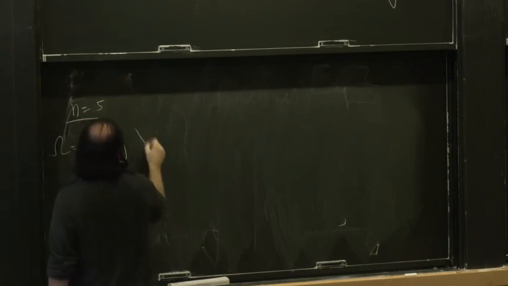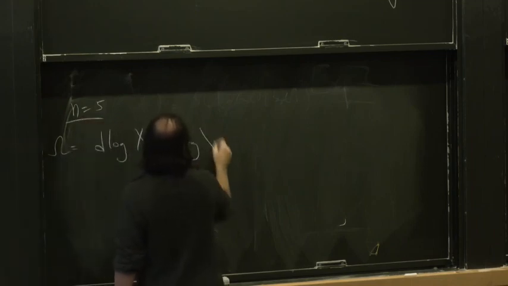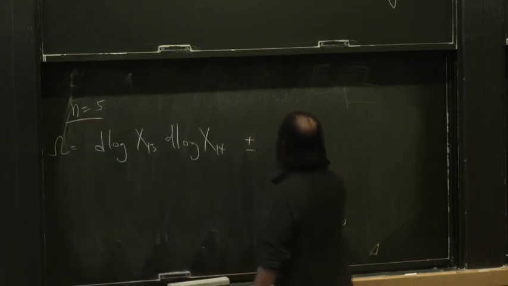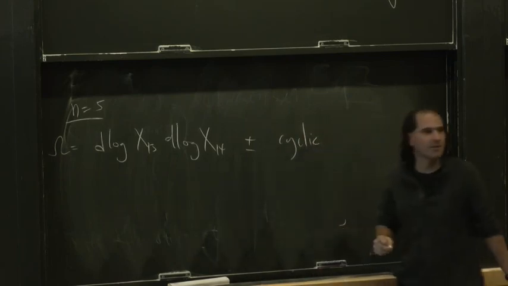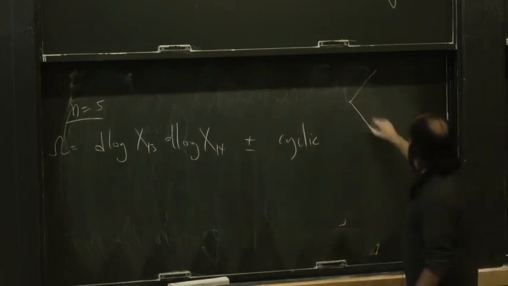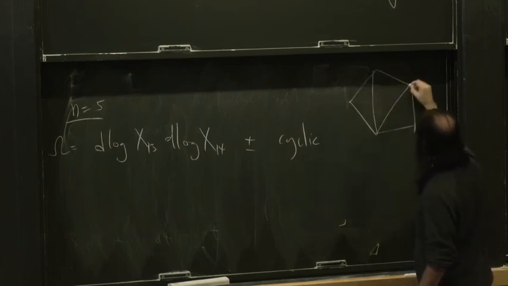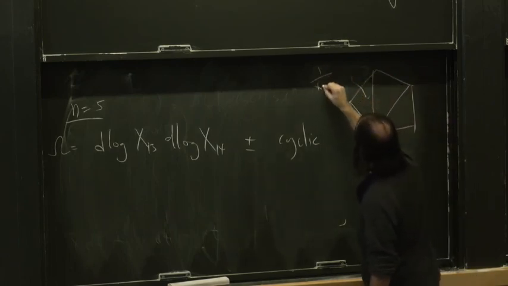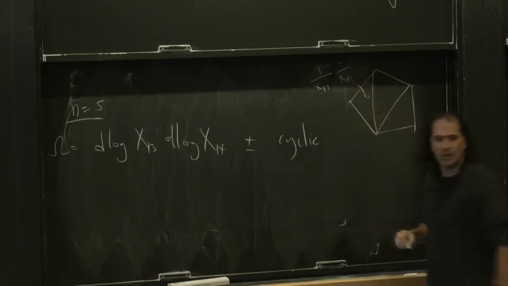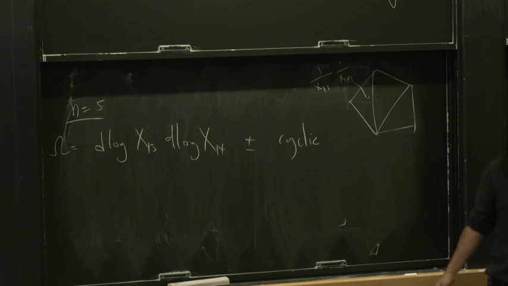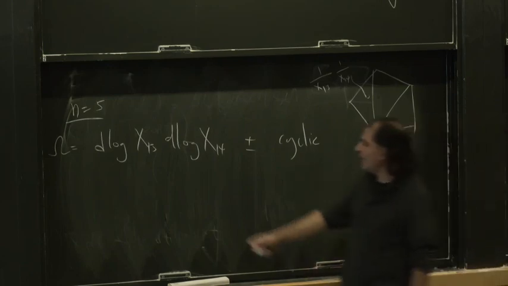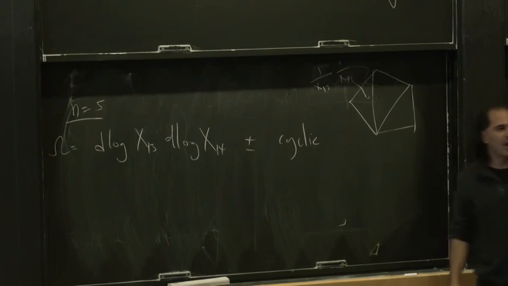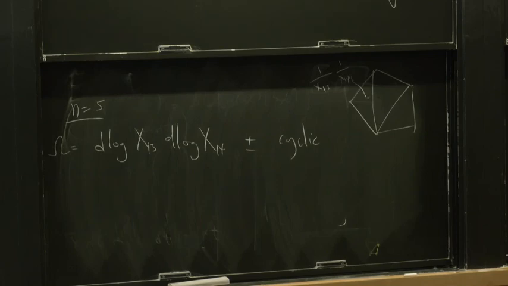So at n equals 5, it looks like I would want to say omega is d log x13, d log x14, and then maybe plus or minus its cyclic friends, right? Because remember, that's what the triangulation would look like. I would get a 1 over x13, 1 over x14, right? And then all of its friends. So clearly, it's going to be a two-form. So I want to write it as d log x13, d log x14. And now the question is, can I choose the signs so that this form is actually projectively invariant?